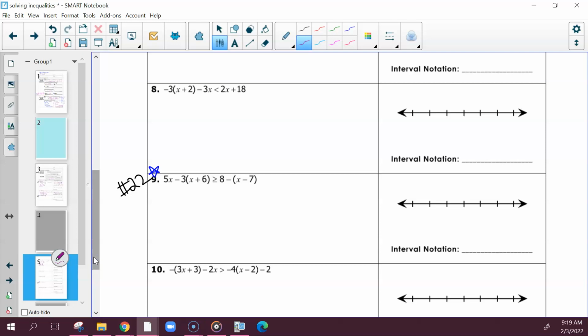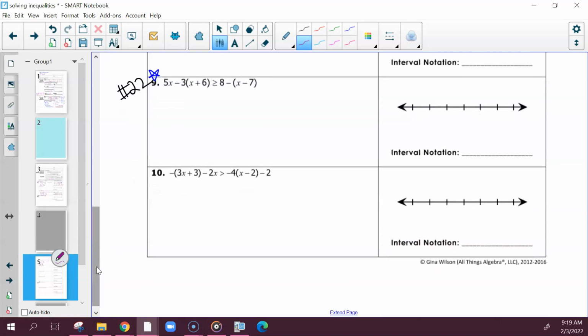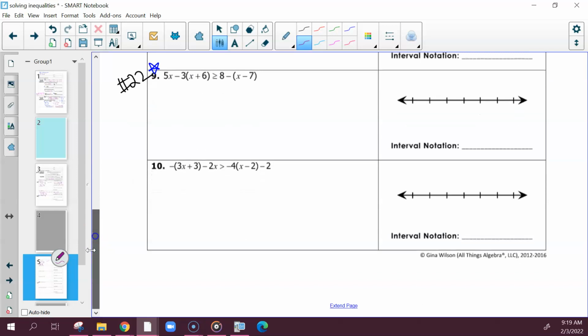It's always sideways. Let's do number 10. For 10, we now have to distribute first, so let's take care of that. Now, we are multiplying by negatives on both sides, but separately on both sides. We're not doing the same thing to both sides, so we would not change our sign immediately. Only if we are multiplying or dividing the same number on both sides do we change the sign.